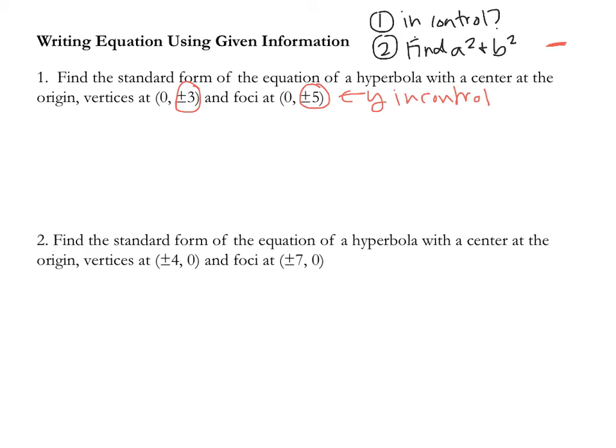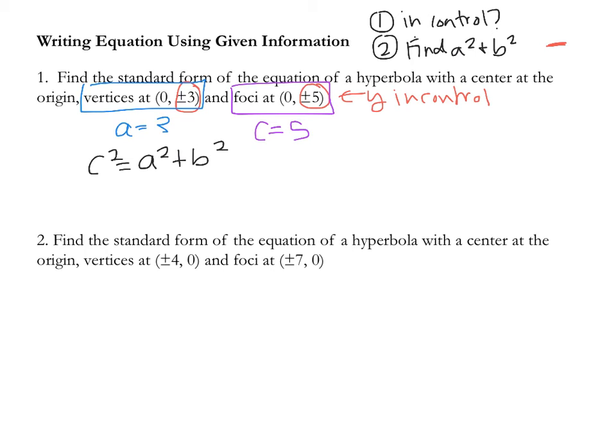And then the foci give me c. So I know c is 5. And the vertices still give me a. So a is 3. We just have to put those into the equation to figure out what b is. So this is going to be c squared equals, use your new equation for today, a squared plus b squared. So it's going to be 25 equals 9 plus b squared. Then we just got to subtract and we get b squared equals 16. And I would know a squared is 9.